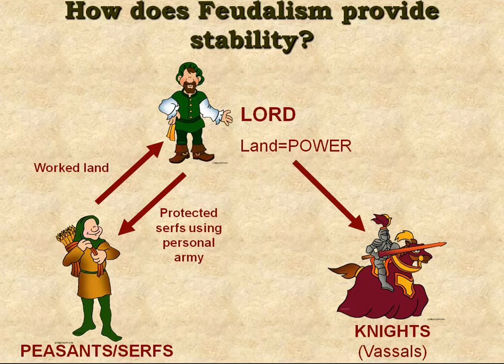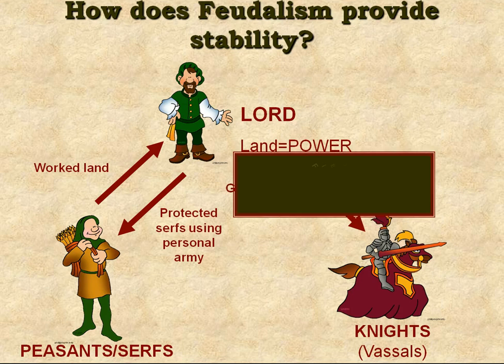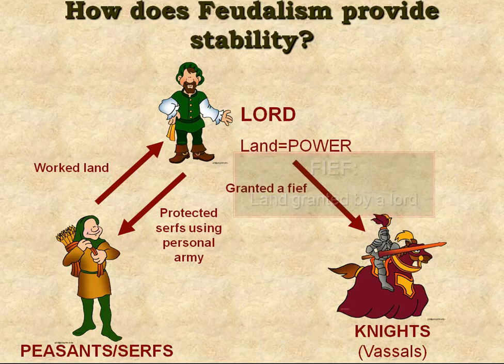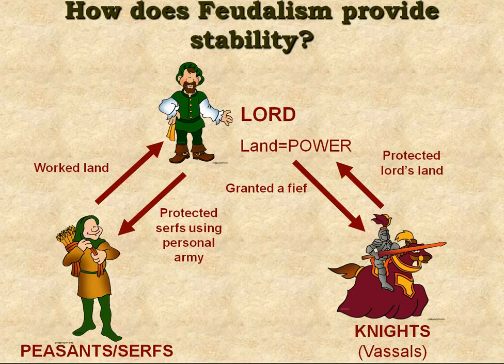Now the lord gives a fief. Remember, the fief is the land granted by a lord. So anybody, and there could be lords and lesser lords that are included, who receives these fiefs is called a vassal. And so the lord gives a fief to a vassal. In return, the knight or the vassal protects the lord's land.